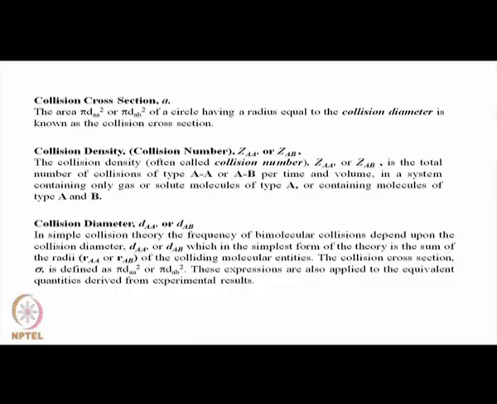The collision cross section sigma is defined as, like I already told, pi dAA squared or pi dAB squared. These expressions are also applied to equivalent quantities derived from the experimental results. Therefore, collision diameter and collision cross section are connected by a factor, pi dAA squared or pi dAB squared, where dAA and dAB are the collision diameters.